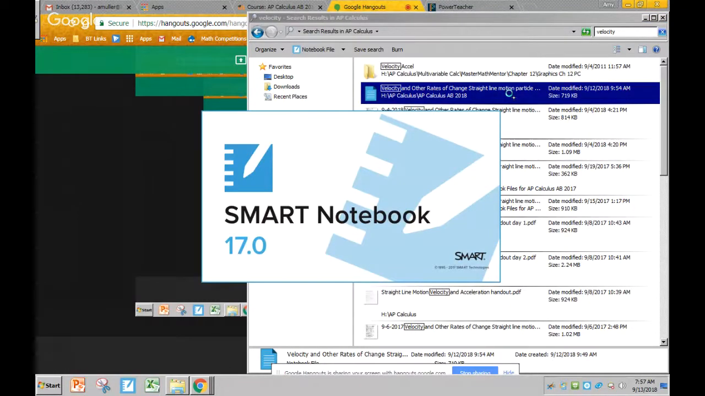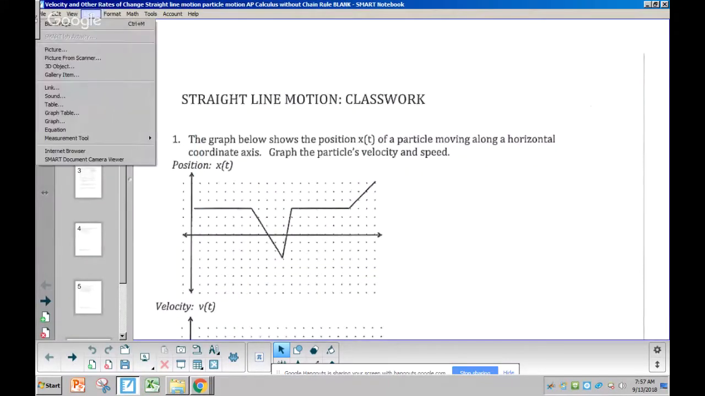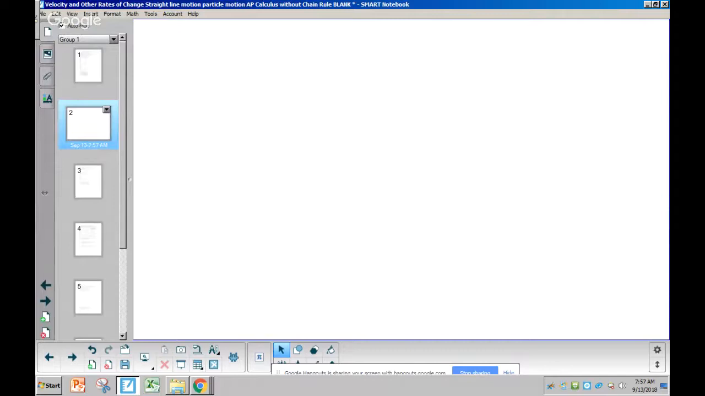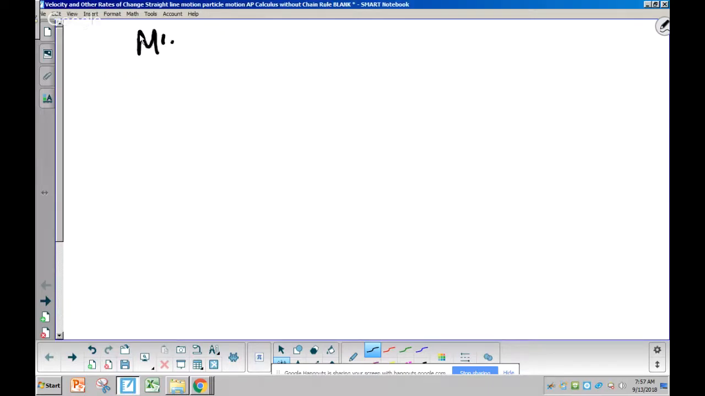All right, so our lesson today is going to be on velocity and other rates of change. And I'm going to insert a page so we can talk about some concepts before we get started. The title of this one is going to be Motion.